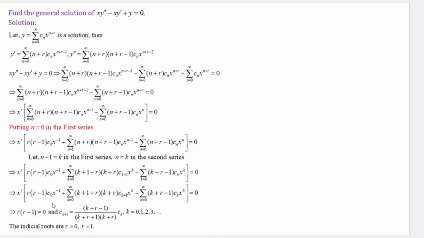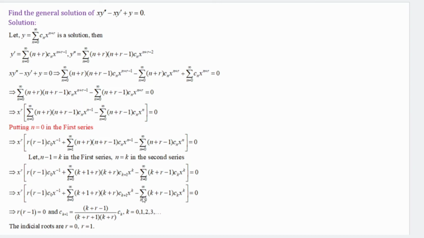Now from this series we have to find our initial equation and our roots. So here the lowest term is x power minus 1, so we consider the coefficient of this term, r into r minus 1 equal to 0. That means this is our initial equation. From this equation we get r equal to 0, r equal to 1. So from this relation we have to make it equal to 0.